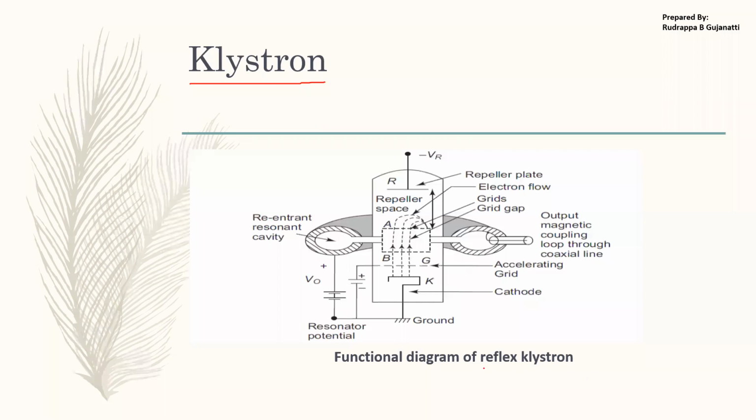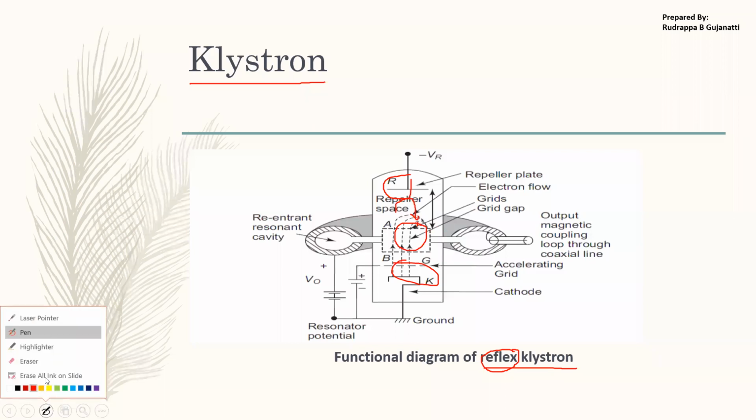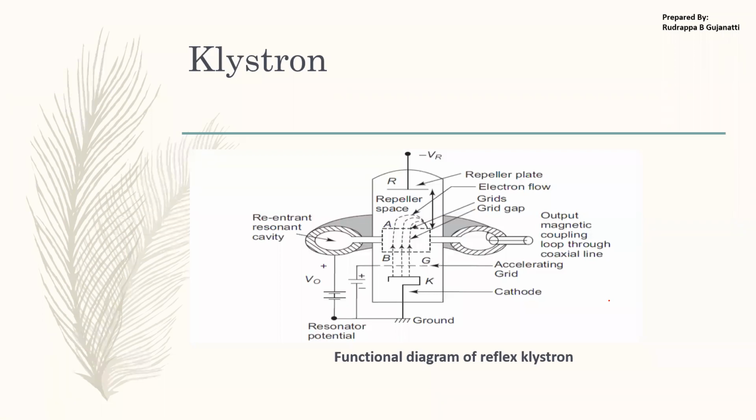So here what we are seeing is a reflex klystron. Why it is called reflex, you'll come to know because of the repeller voltage and the electrons. The electrons get repelled in this, and that reflex action is utilized over here to obtain the microwave output, because of which it is termed a reflex klystron. Now the reflex klystron is utilized as a low power microwave oscillator. So this is how it operates.